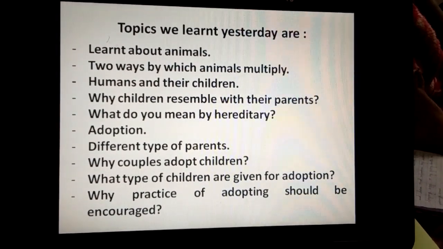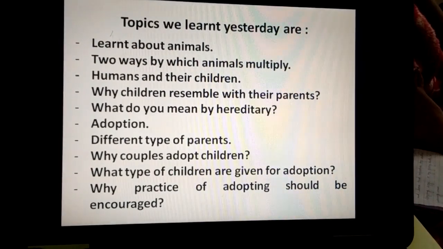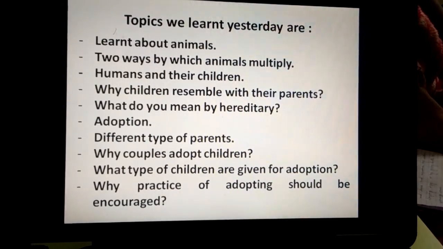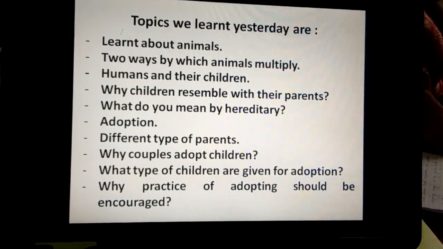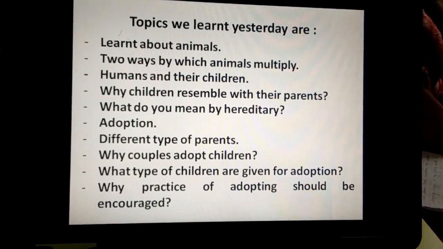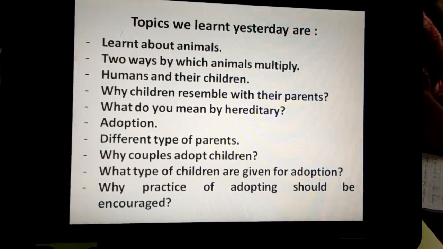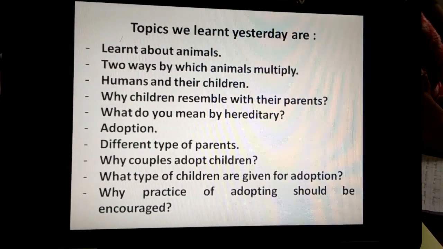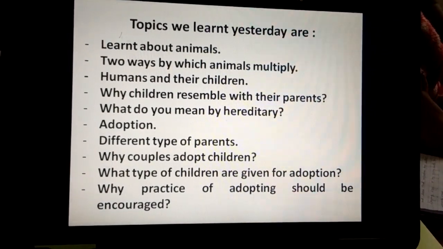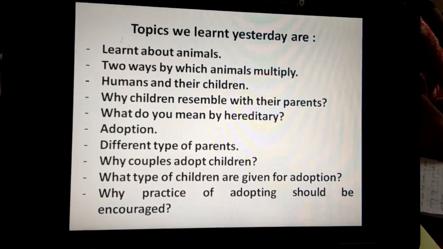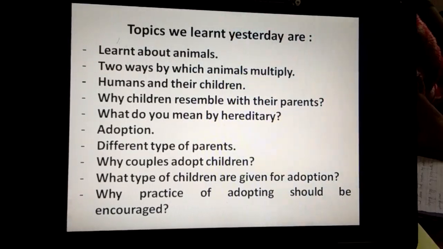The topic we learnt yesterday was about animals, the two ways by which animals multiply, humans and their children, why children resemble their parents, what we mean by hereditary, adoption, different types of parents, why couples adopt children, what type of children are given for adoption, and why the practice of adopting should be encouraged. Yes, children.